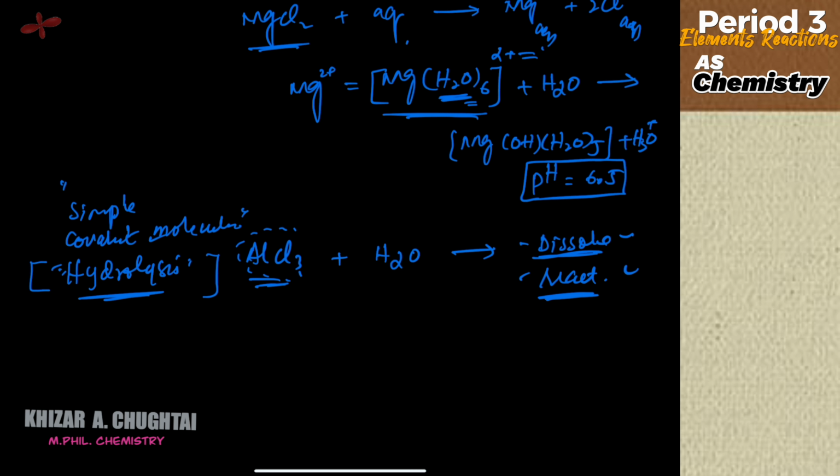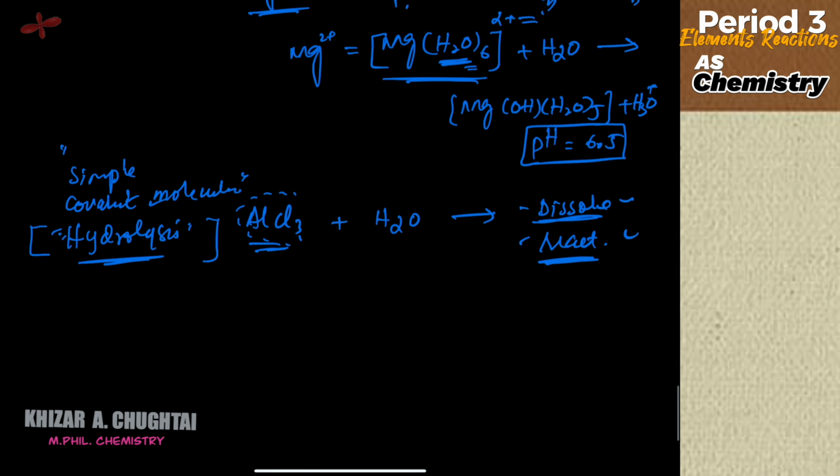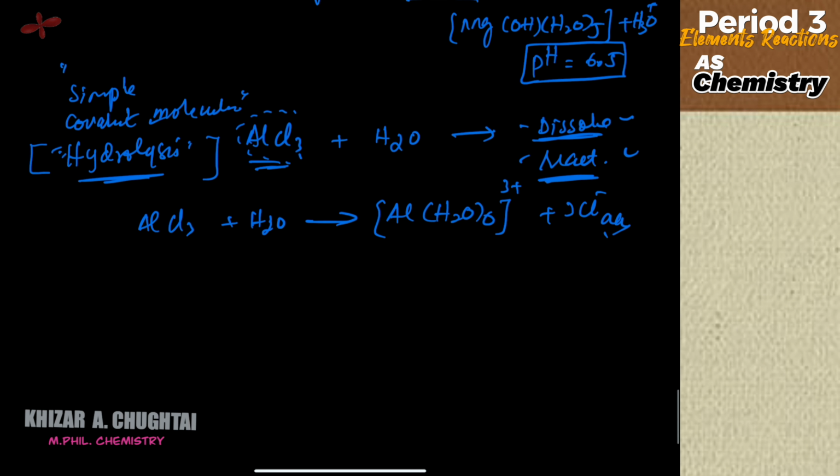Aluminium chloride reacts with H2O; it dissolves and reacts as well. AlCl3 plus H2O goes to form a complex, [Al(H2O)6]3+ in square brackets, plus 3 Cl negative ions, aqueous, in the first step.